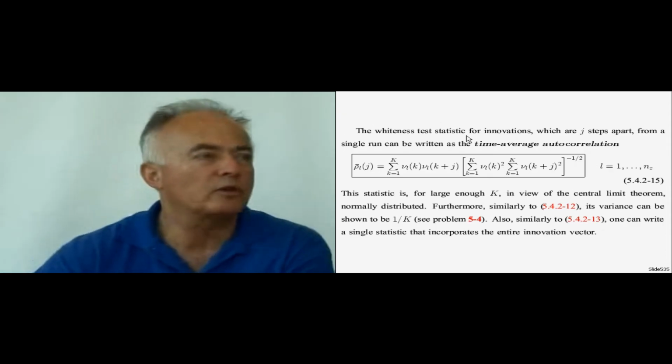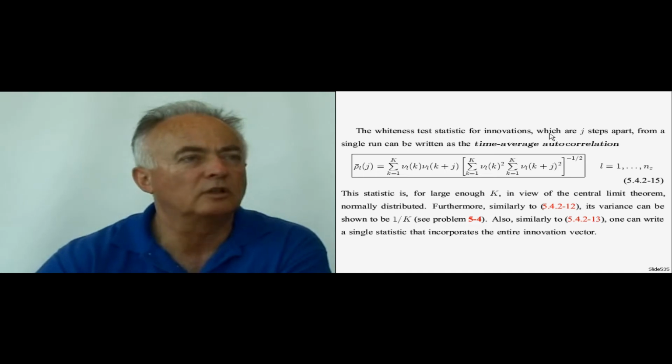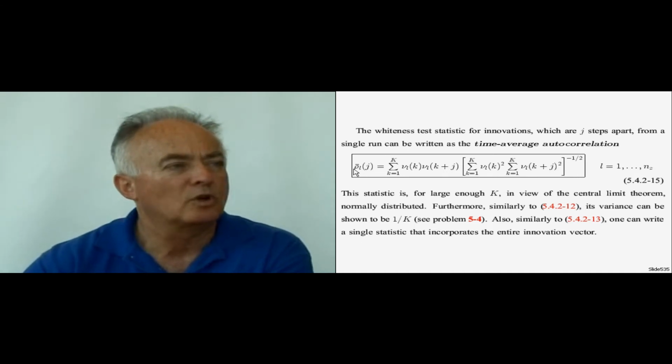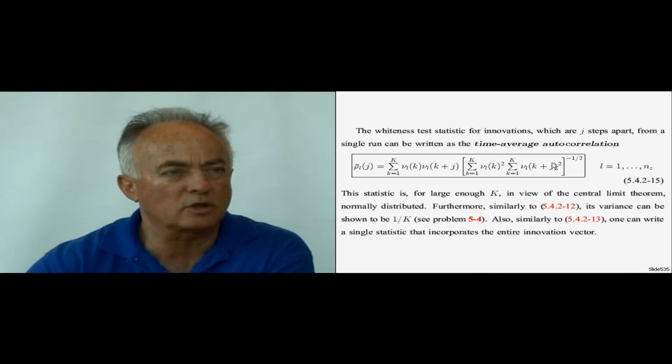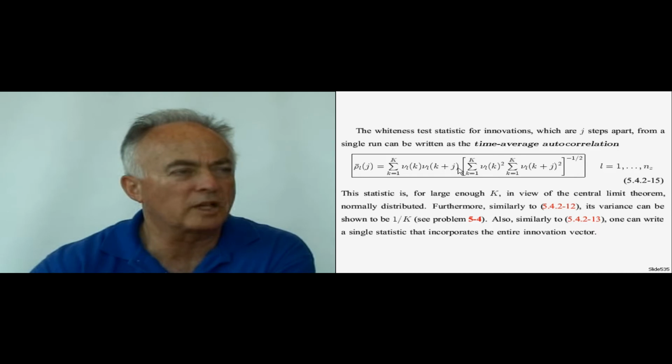Now, for innovations, the whiteness statistic from a single run, j steps apart, will be a time-average autocorrelation. So L, steps apart, rho bar, this is the product nu L at k times nu L at k plus j. This is all component L, and here we divide by the sample variance. If you notice here, there's a sum of k terms times another sum of k terms, which is really k squared. The square root of this ends up with a k out here times the variance, so there is an implicit division by k here.